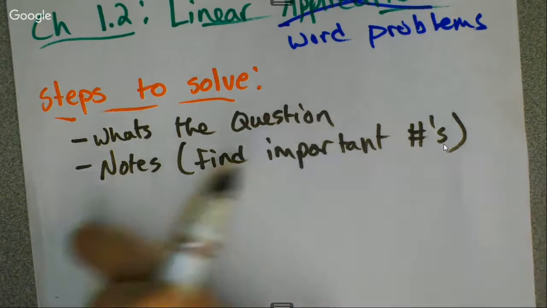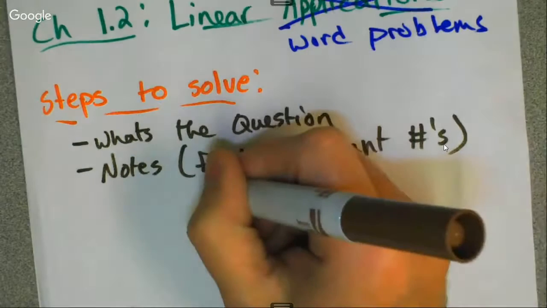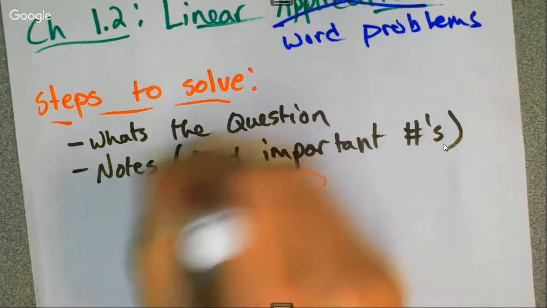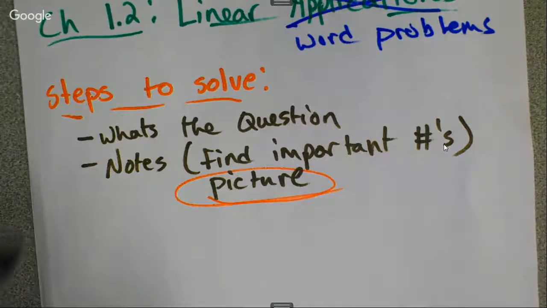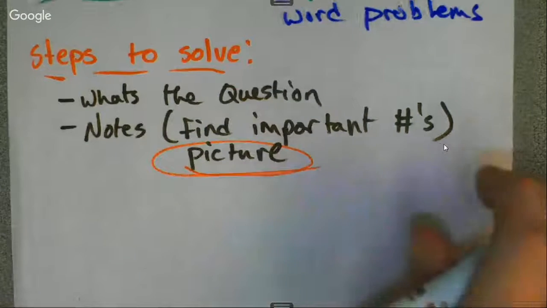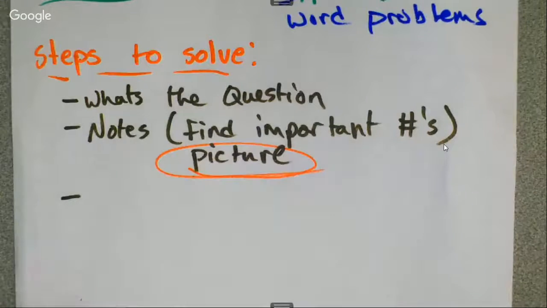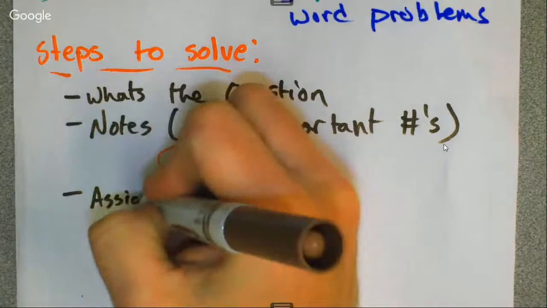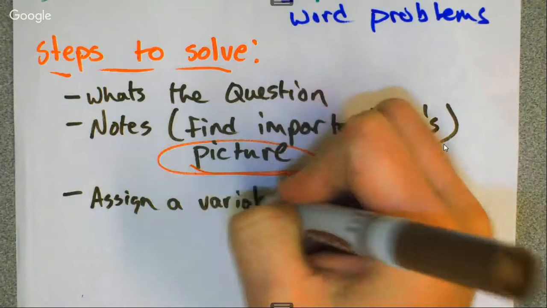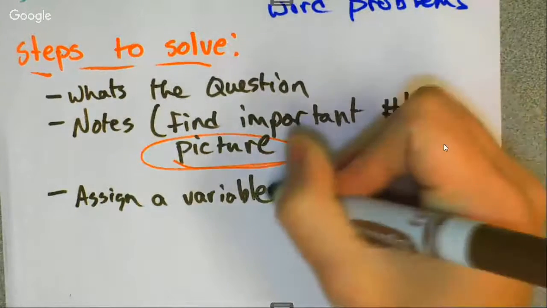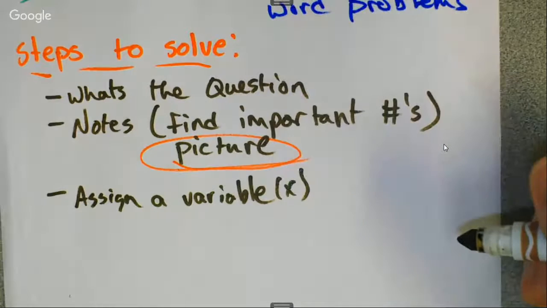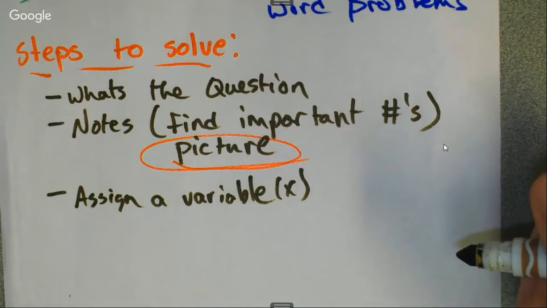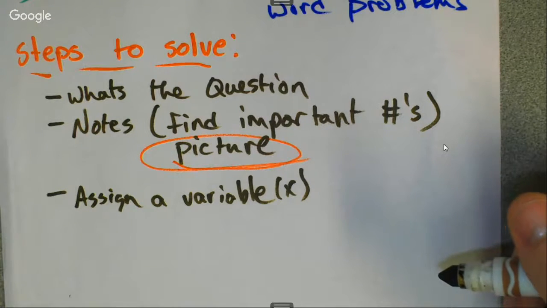Also, a part of making notes is drawing a picture. Okay, I will talk about this a ton. Okay, so drawing a picture to me is like super important. The next thing, we'll assign a variable. Okay, usually we pick X. Okay, so we want to assign that variable and give it a specific name, like X is a test score, or X is the distance traveled, or something like that.